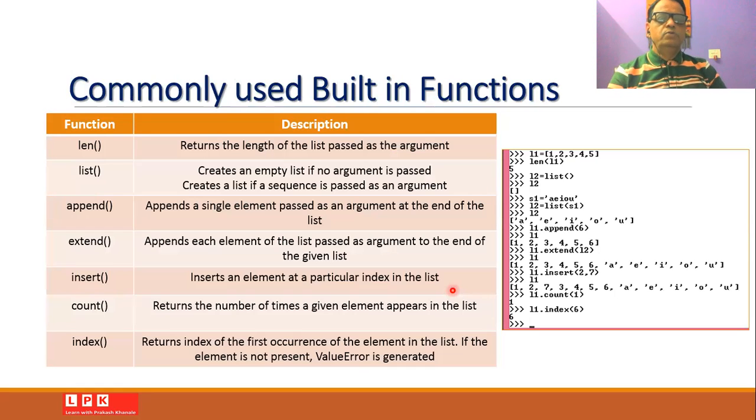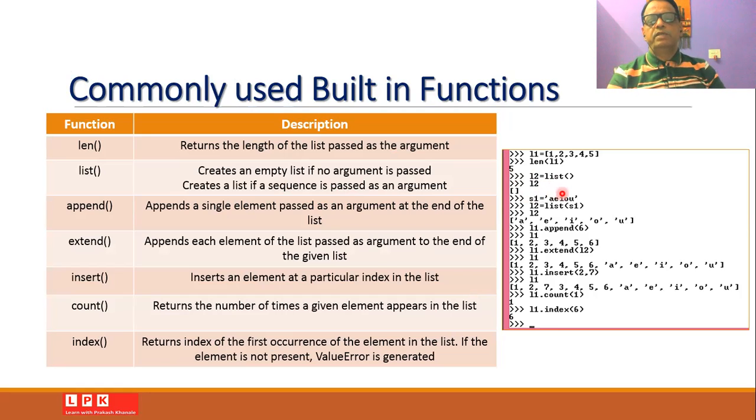There are certain commonly used built-in functions with the list. The first one is len, which will return the length of the list passed as an argument. So if L1 is equal to 1, 2, 3, 4, 5, then length of L1 will be 5. The list function will create an empty list if no argument is passed, and it will create a list if a sequence is passed as an argument. So if I write L2 is equal to list, and if I display L2, it will be an empty list.